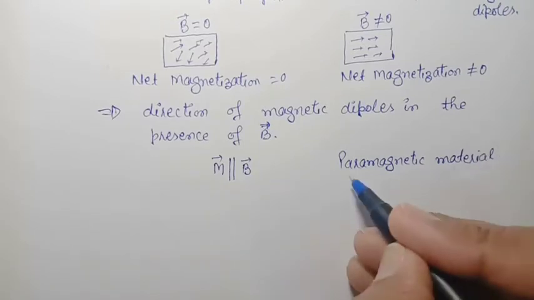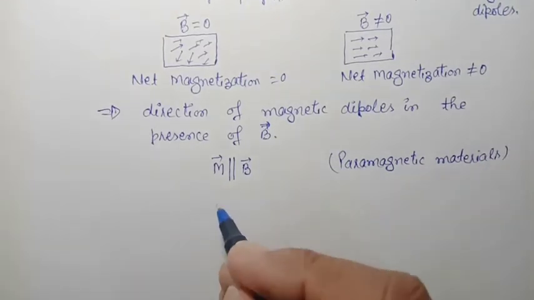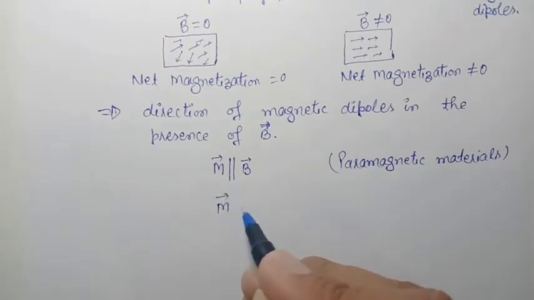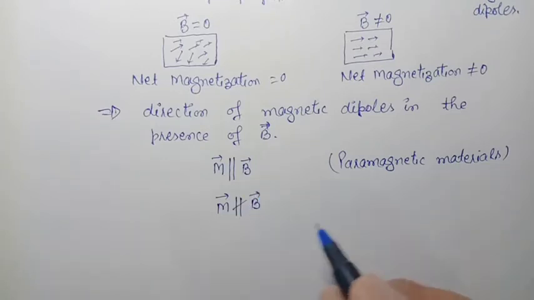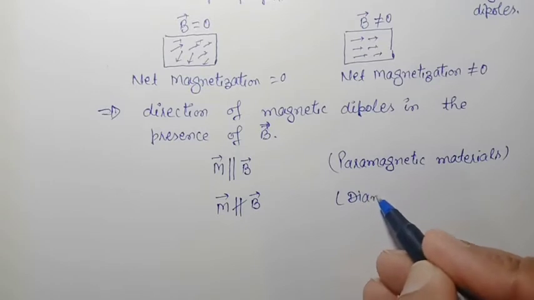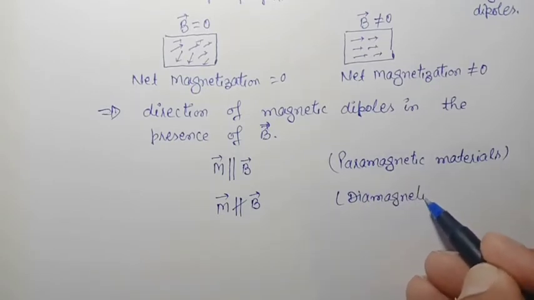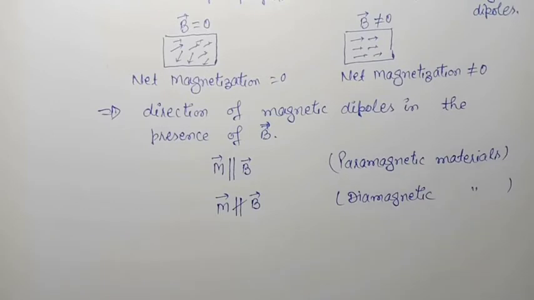And when the magnetization or magnetic dipoles are oriented not in the same direction, then we have diamagnetic materials. That is, the direction of the dipoles depends upon the nature of the material. So when magnetization or magnetic dipoles are in the same direction, then we have paramagnetic materials, and when they are in the opposite direction, then we have diamagnetic materials.